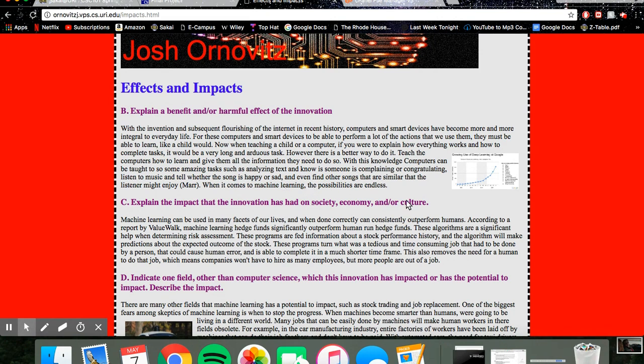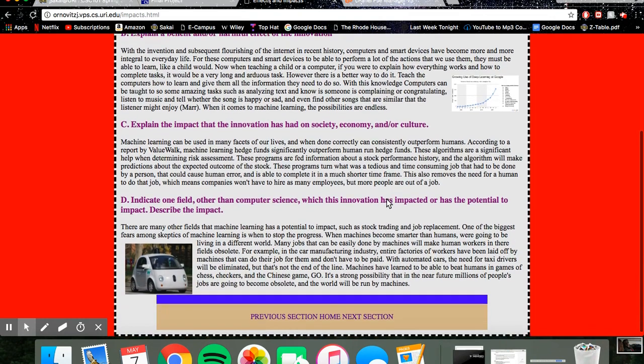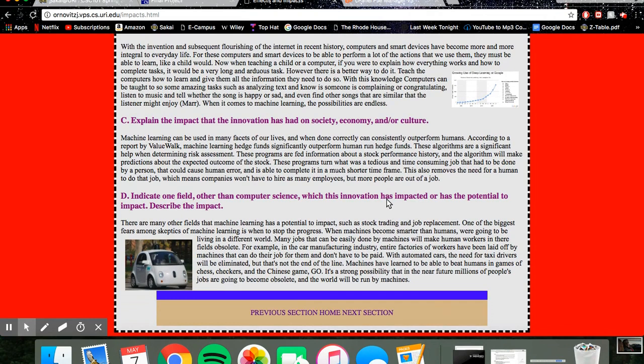So it can go through and analyze text, and even be able to figure out if someone is complaining or congratulating in a message. It can tell whether a song is happy or sad, and even suggest similar songs that a listener might enjoy. So it could do some really amazing things. Explain the impact that the innovation has on society, economy, or culture.